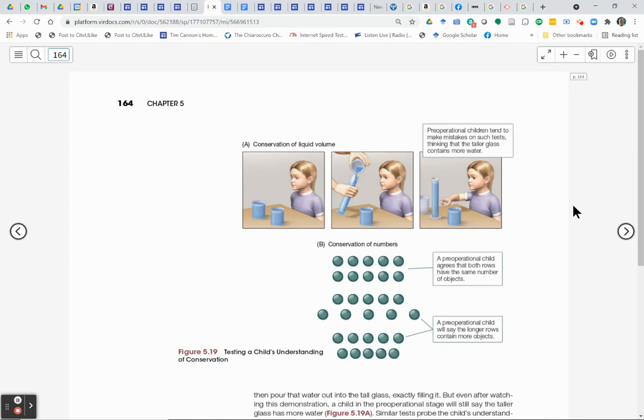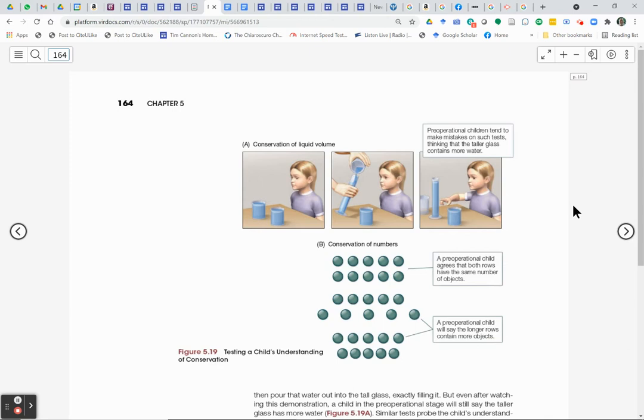One of my friends, a faculty member in grad school, wanted to prove that you could use operant conditioning and reinforcement to teach this before Piaget would say the brain is ready to accept it.